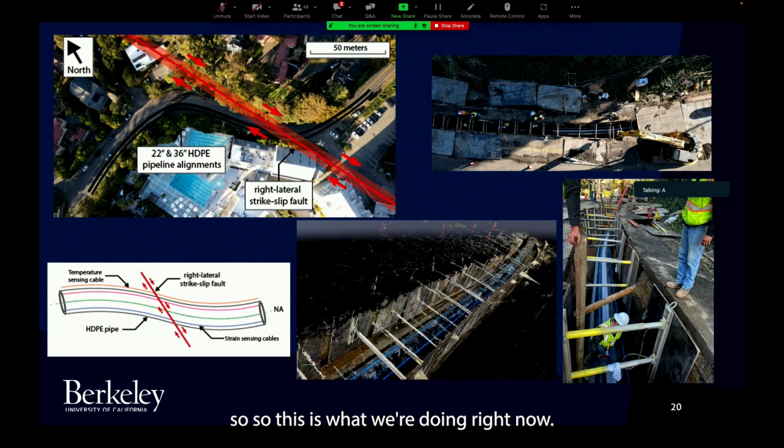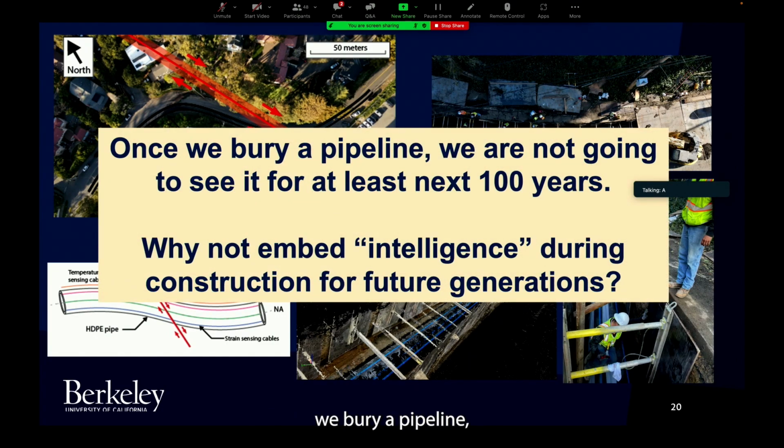So this is what we're doing right now, but the point is that once we bury a pipeline, we're not going to see it for another 100 years. So why don't we put the intelligence in right now? It's for future generations. So that's our spirit.